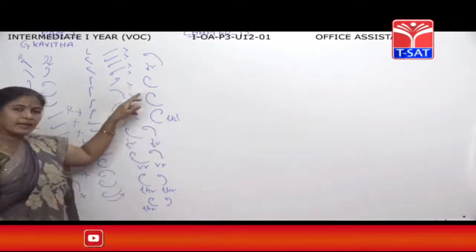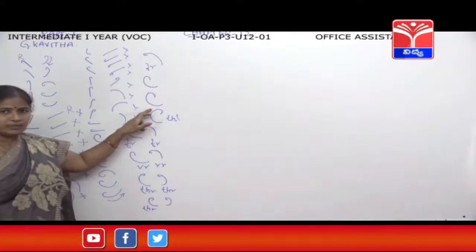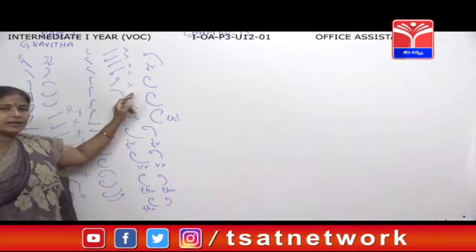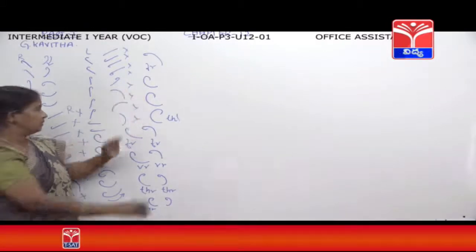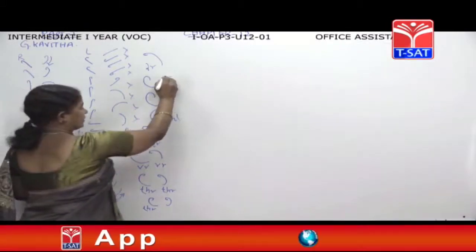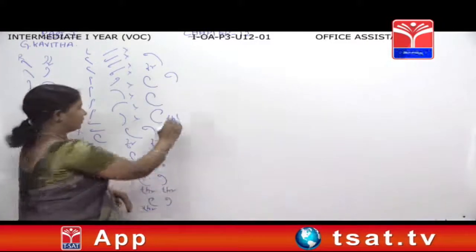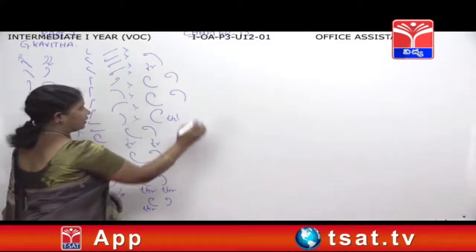We have 2 forms for full and well also. Now these 2 are called the left forms of full and well, and these are the right forms of full and well.